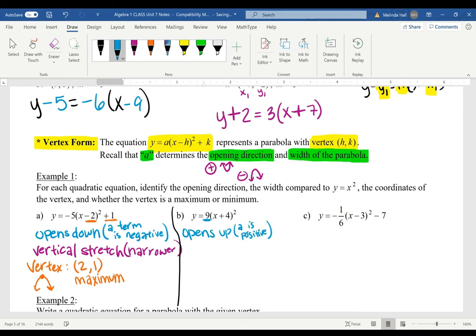And then determining if it's wider or narrower than the parent function y equals x squared. Again, you're deciding, is it a vertical stretch or shrink? Since it's bigger than 1, this is going to be a vertical stretch, which means it is narrower.